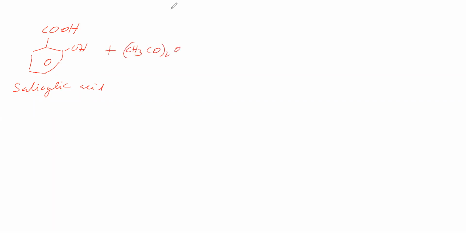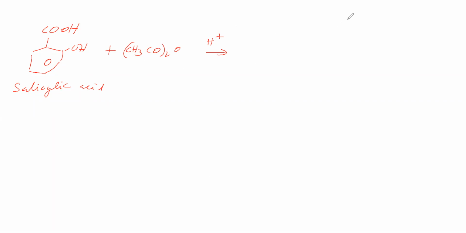Now I will take a carboxylic acid, and here an alcohol. This compound is called salicylic acid. This salicylic acid is treated with acetic anhydride in the presence of acid. So what we will get, that we will see.